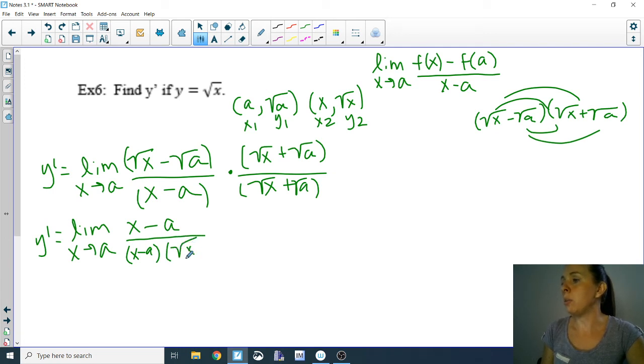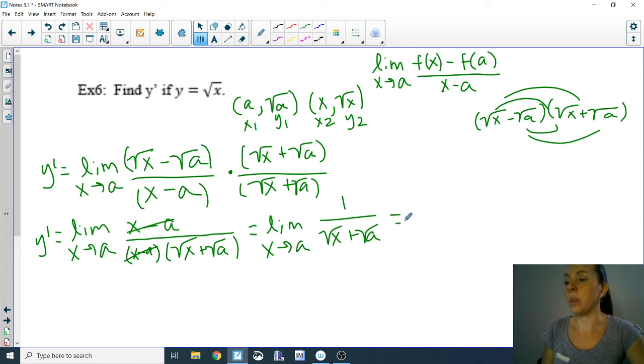I am not going to distribute these through in the denominator because I see this x minus a will cancel with that x minus a, and I want that to happen. So now I have the limit as x approaches a of 1 over root x plus root a. And at this point, I can sub a in because I canceled that x minus a. So what I'm left with is 1 over root a plus root a. And that is 1 over 2 root a.